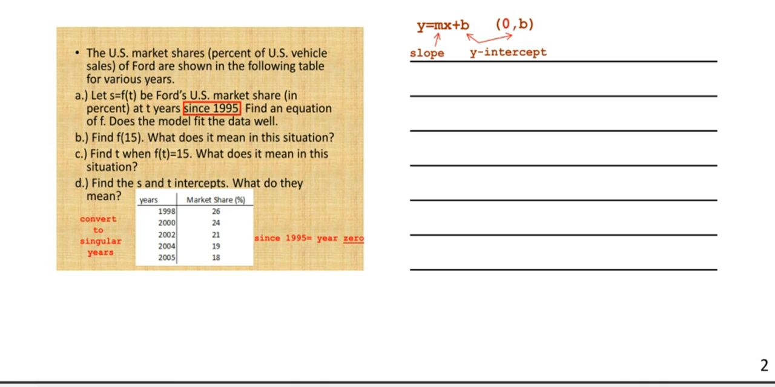So converting our table's years into singular years, I'm just going to do it for reference on the same table. 1998 since 1995, 3 years have passed. 1995 to 2000, 5 years. 1995 to 2002, 7 years have passed. To 2004, 8 years, or pardon me, 9 years have passed. And 2005, 10 years have passed. And here's a rough sketch of what that looks like. I went ahead of this and made a little sketch for reference.